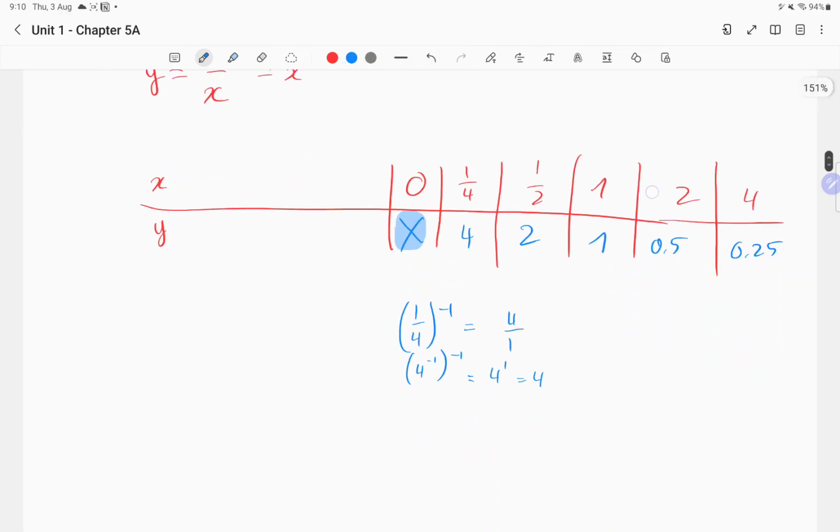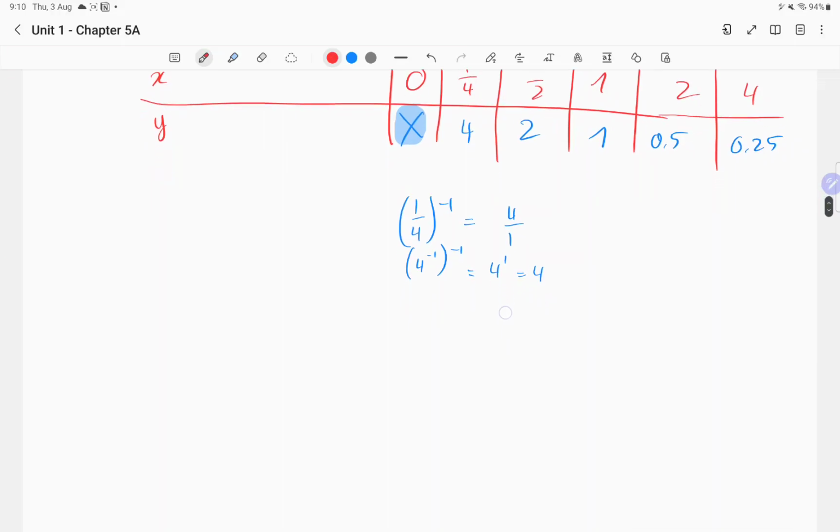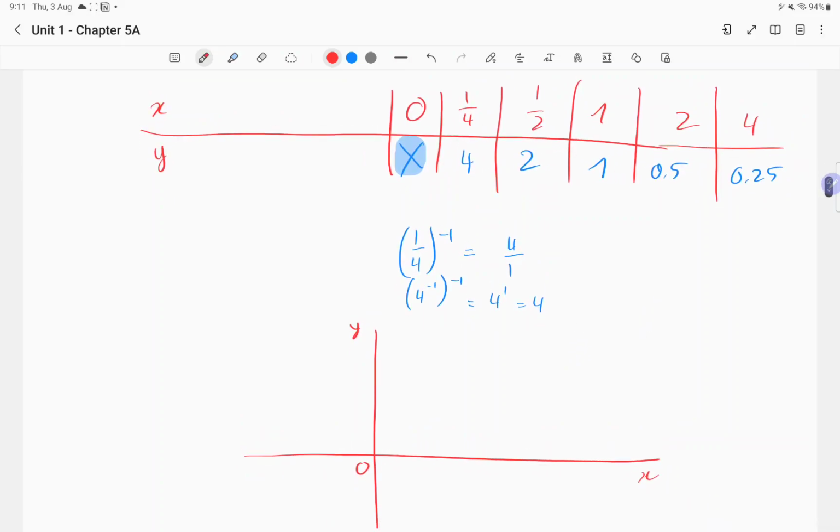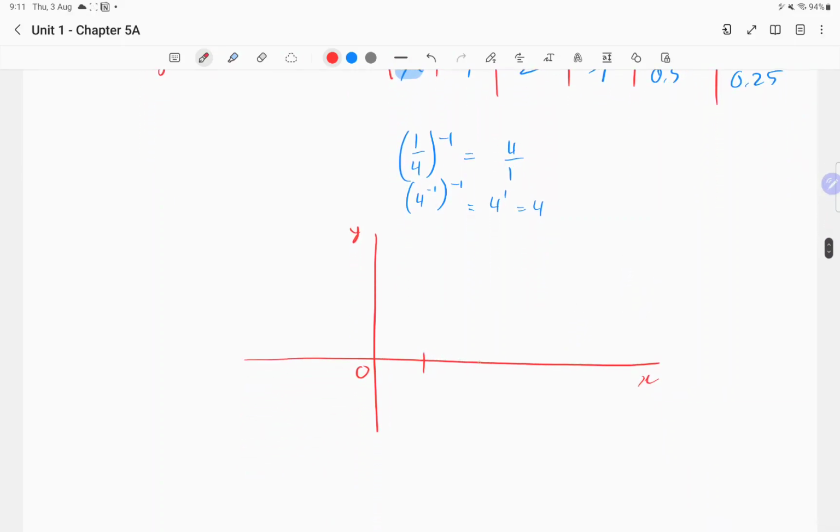Okay, and then let's just try to sketch these parts out first. So x and y. Let's see. So 0 here, that's the x-axis, that's the y-axis, and then we've got x, let's say 1 is here, 1, 2, 3, and 4. So then this would be 1/2, that would be 1 quarter. And the y-axis would be 1, 2, 3, and 4 again.